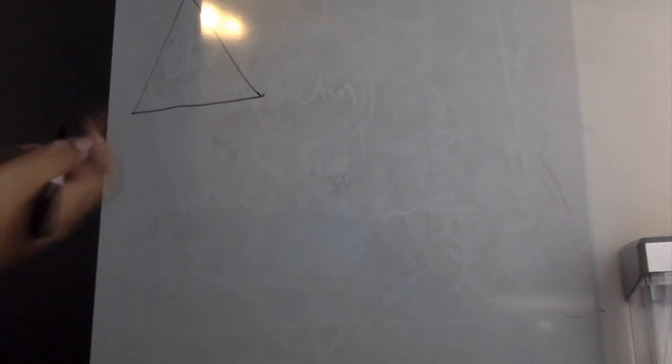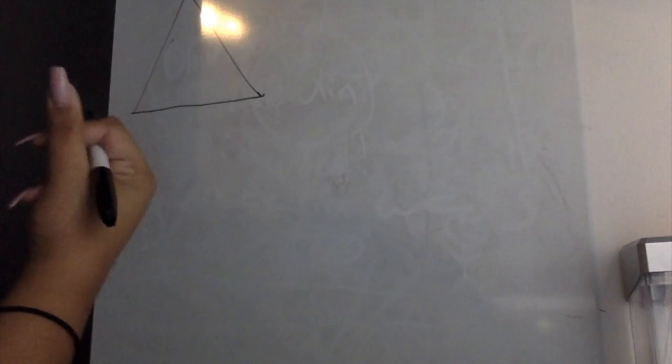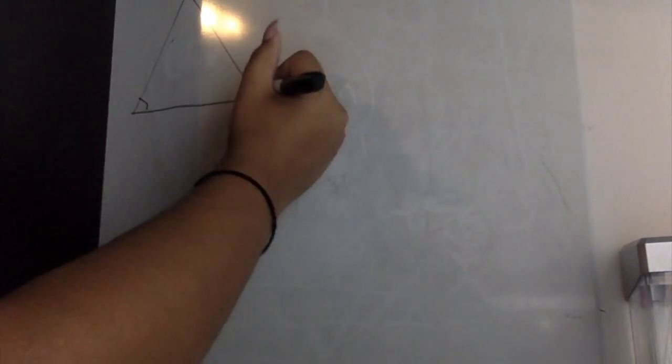So this is a triangle. Right off the bat, we can see there are no right angles because there aren't any squares and nothing that looks like an L, like a perfect L. So we can automatically assume that these are acute angles because they're pretty little. So let's mark all those.